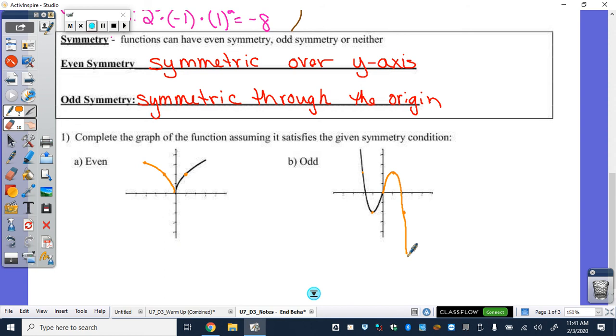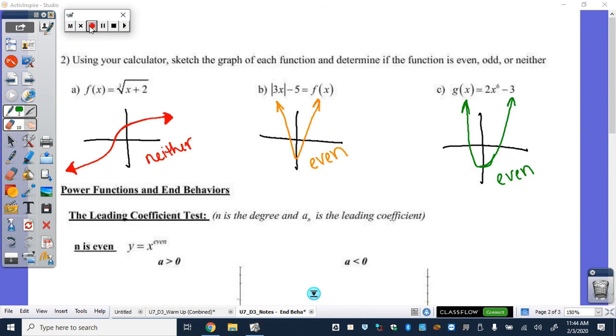So on the top of the next page, go ahead, type those in your calculator, draw a sketch of it, and then determine whether it's even symmetry, odd symmetry, or neither. That's our even, and that's our odd symmetry. Even and odd symmetry is a little different than an even or odd degree. Just because you have an even degree does not mean that your function is going to have even symmetry. Those are two different things, although they do use the same words. Same thing, odd degree does not mean it's necessarily odd symmetry.